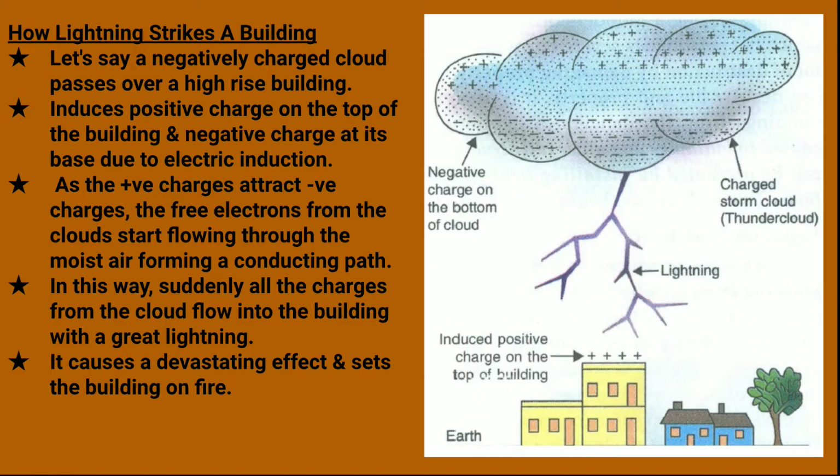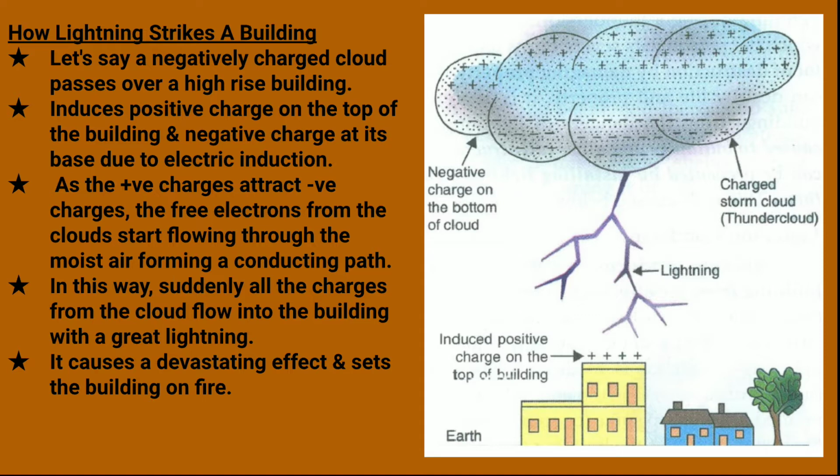See, how does lightning strike a building? We know that buildings can catch fire during lightning, but how does that happen? We know that clouds pass in the sky during lightning. For example, say a negatively charged cloud is passing over a high-rise building. It will induce a positive charge on the top of the building, and at the base of the building it will be a negative charge.